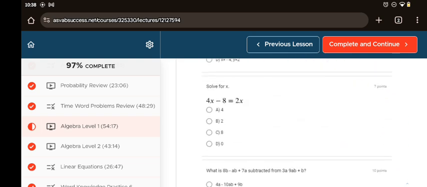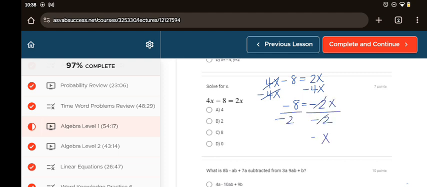Let's keep going. So here it says, solve for x, right? 4x minus 8 equals 2x. So we have x on both sides of the equal sign. We want to move it to one side of the equal sign. I'm actually going to subtract 4x here. Okay? This is negative 8 on this side, and 2x minus 4x gives me negative 2x. I'm going to divide by negative 2. I do it to both sides. This cancels out. Negative 8 divided by negative 2, this becomes positive. 8 divided by 2 gives me 4. So my answer here is x equals 4.